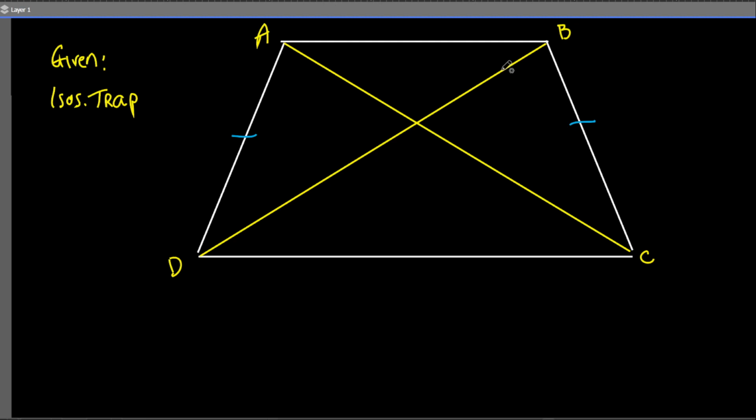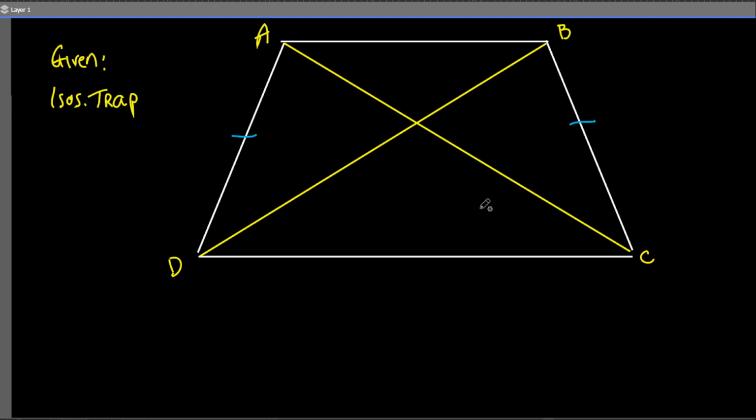What's true about these diagonals, AC and BD? They're equal to each other. So just knowing that it's an isosceles trapezoid, we already can tell a lot of things that are going on here. Would you agree? Okay.